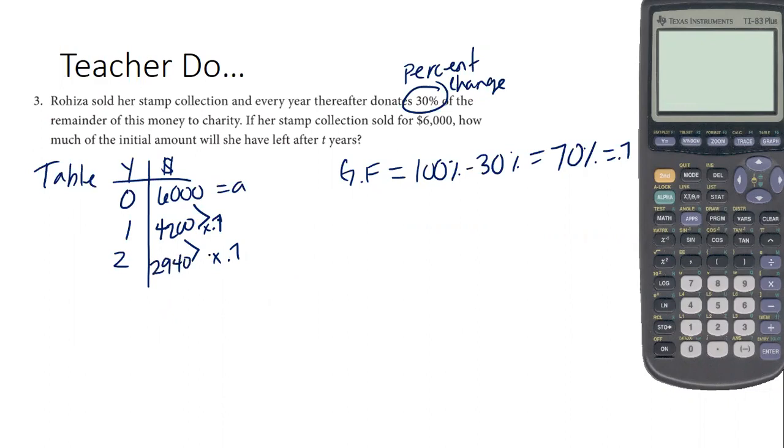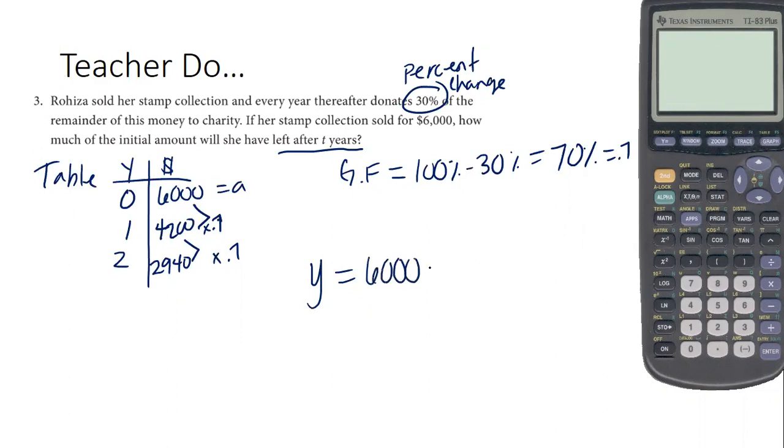2,940. And continuing, right? So did we see how the growth factor works? How it's our ratio? Yeah. Okay. Cool. Now it wants a model because it says after T years. So it wants us to write this as a model. So what would be our model for this? We would say y equals what?